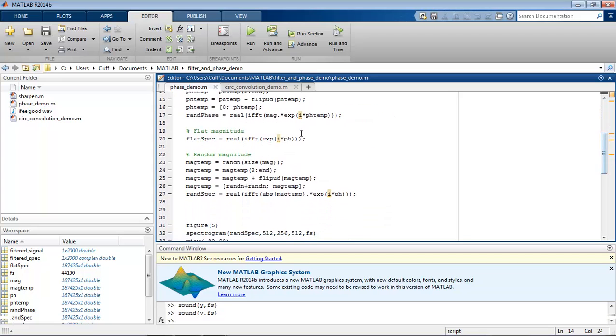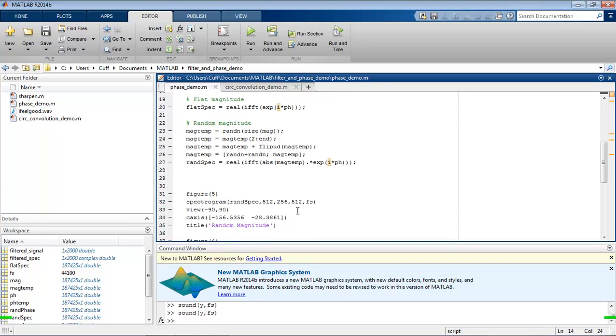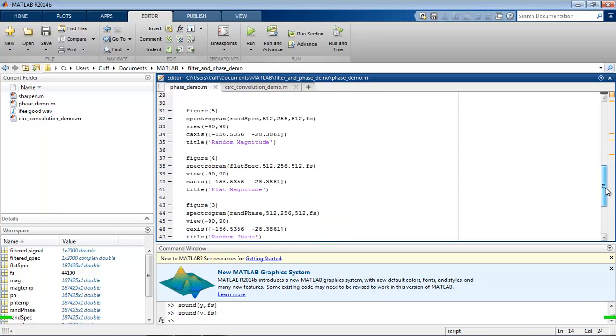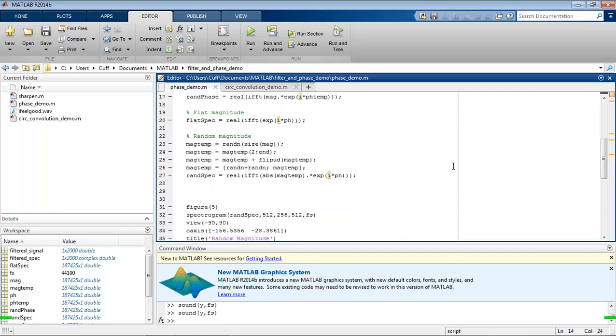Now, next I mess with the magnitude and leave the phase as it is. So first thing I do is I make the magnitude flat. So it's a constant. 0 would mean we'd have a 0 signal, but I make it like 1. So we lose all the magnitude information of the song. And lastly, I'm going to put in random values for the magnitude, but I'm going to make them positive. That's all I'm doing here.